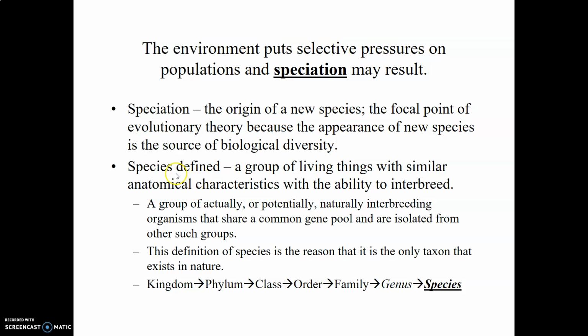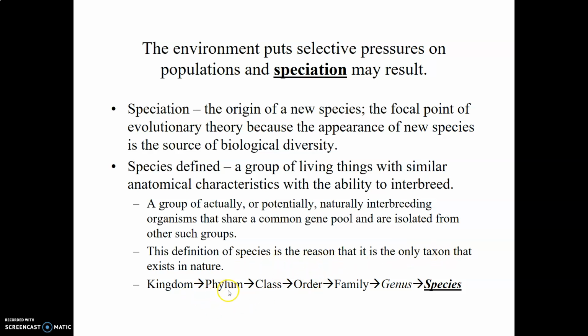Your book defines a species as a group of living things with similar anatomical characteristics with the ability to interbreed. I like to use a more refined definition of species, such as this: a group of actually or potentially naturally interbreeding organisms that share a common gene pool and are isolated from other such groups. This definition of species is the reason that it's the only taxon that exists in nature.